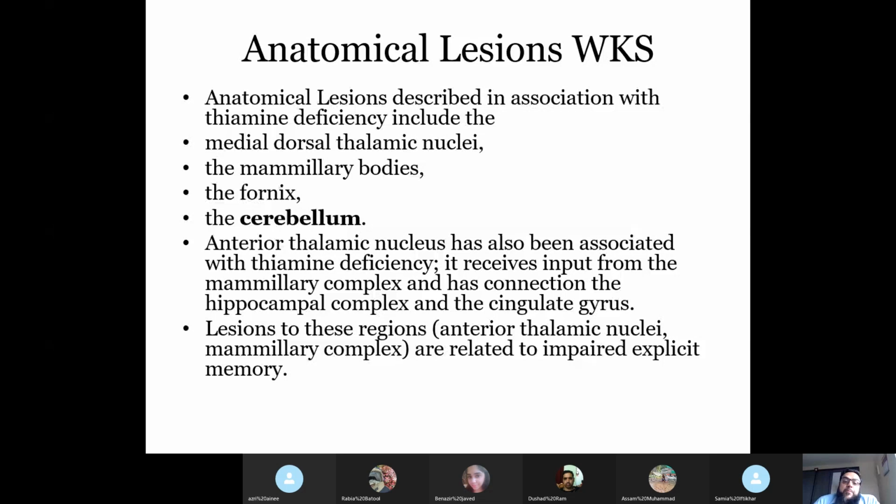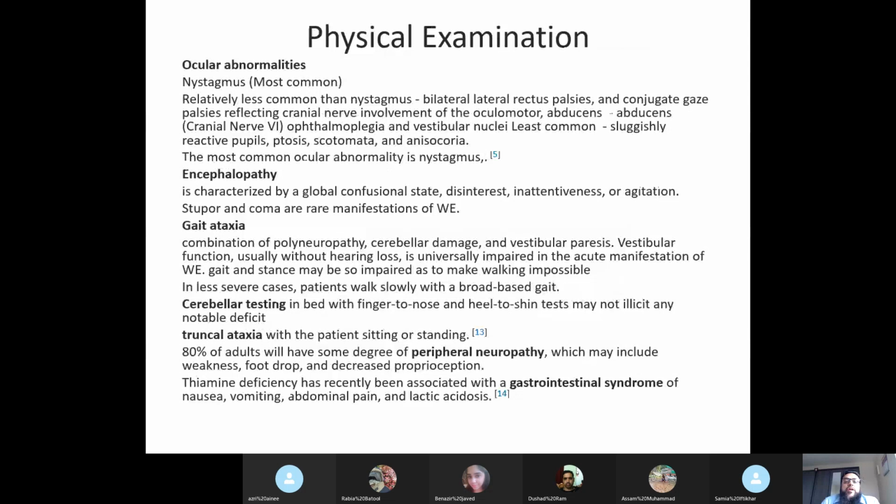And the fornix, cerebellum, anterior thalamic nucleus. Then the physical examination we have already done, the symptomatology. What I would like to emphasize here is that for any patient coming to you, you check for nystagmus. That is the most common effect and most common symptom. Relatively less common is the bilateral lateral rectus palsy, which is the abducens nerve palsy.